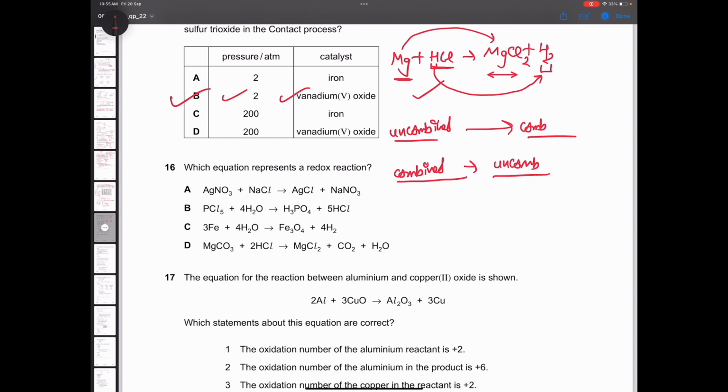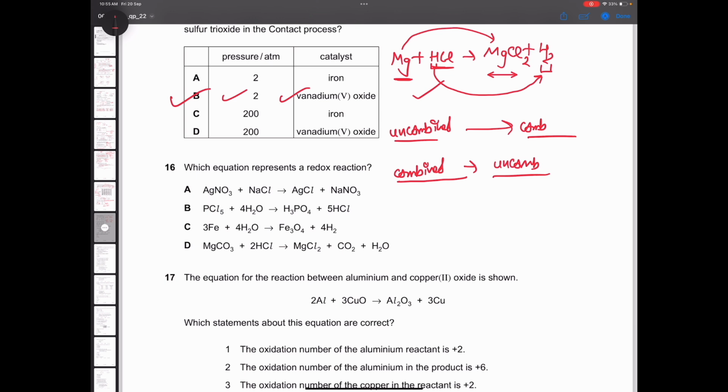What I'm simply saying is that check between the reactant and product whether they are changing from combined form in a compound to uncombined elemental form. If that is happening, that kind of reaction will always be a redox reaction.